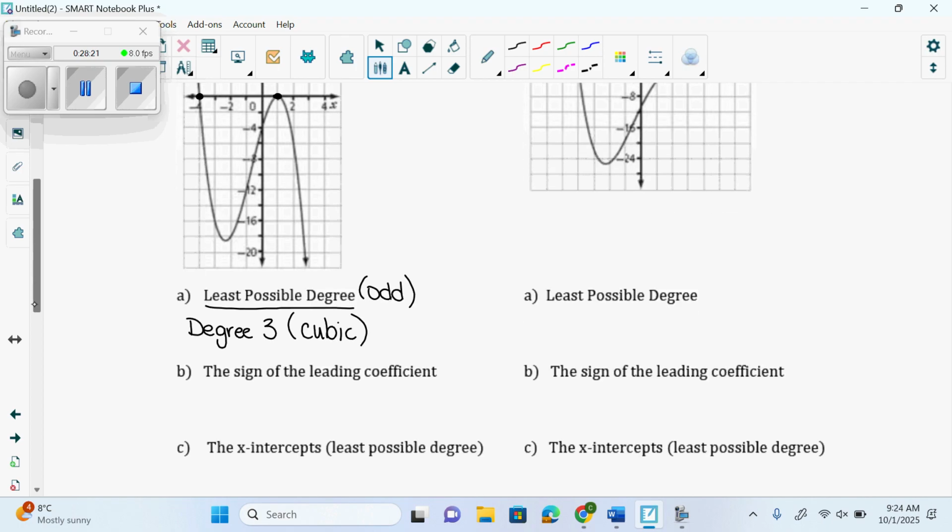What is the sign of the leading coefficient? Positive or negative, and how do we know? Negative because it's ending in the bottom right. Yes. We don't care what the degree is for the leading coefficient. We care how it ends on the right. So this ends down on the right, so it's a negative leading coefficient.